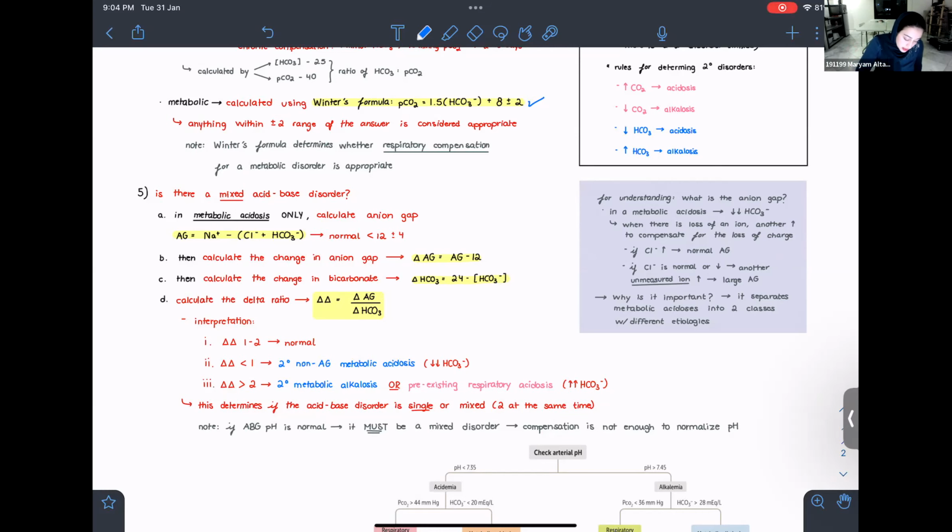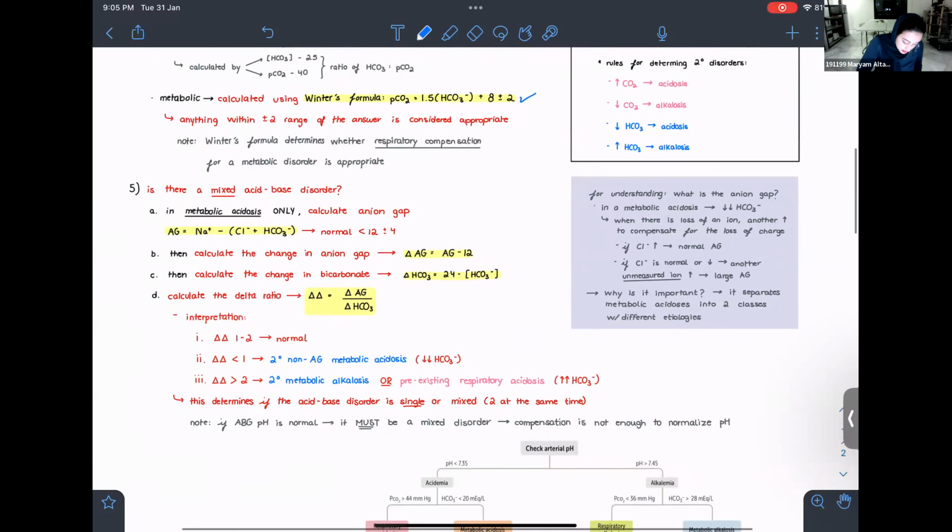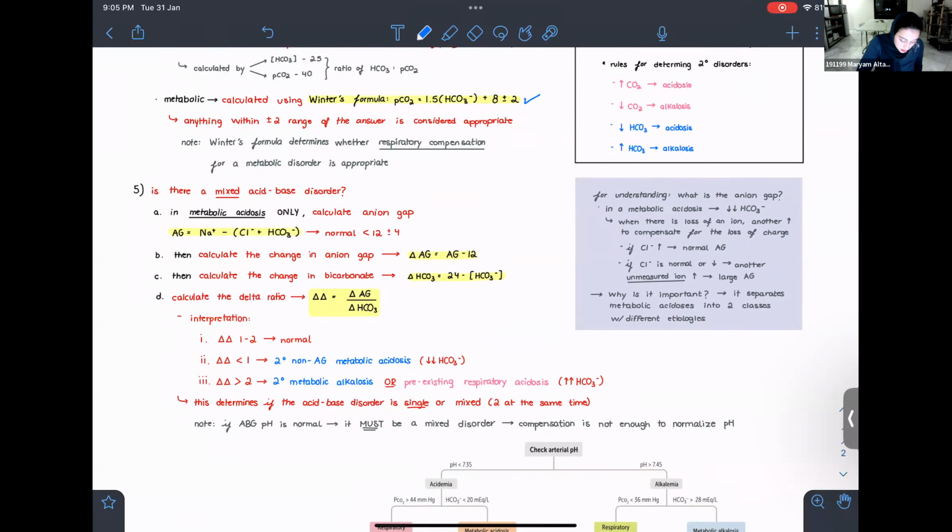Okay, so when there's loss of an ion, which is what I wrote here, another one increases to compensate for the loss of charge. Now, if chloride is the ion that's increasing, then you're going to have a normal anion gap. If chloride is normal or decreased, that means something else is compensating. There's another cause of that anion gap. There's another unmeasured anion that's increasing in the blood. And so this is when we have what we call an anion gap metabolic acidosis.